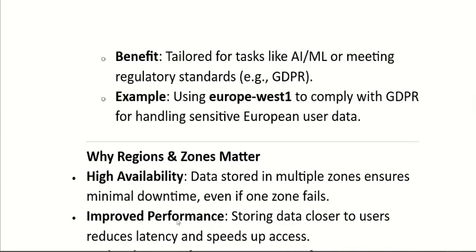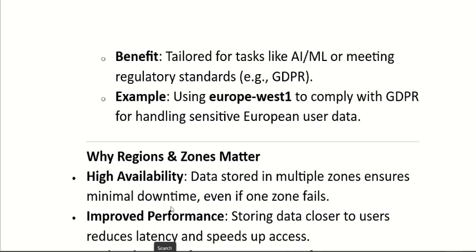Other specialized regions are for when you want to build something with heavy computing, like training an AI model or anything like that. Then a region like US Central 1 has powerful servers to make these tasks faster and more efficient.